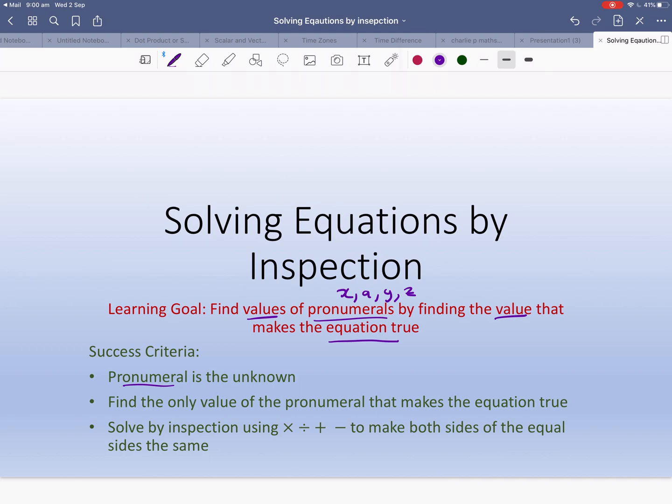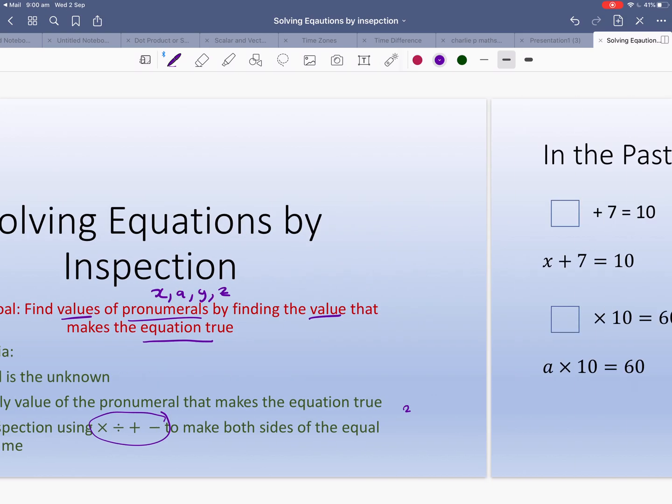And then we're going to solve by inspection using all our tools that we have, even some more, like times, divide, plus, minus. Maybe we're going to go squared, whatever. All right, let's go for it.